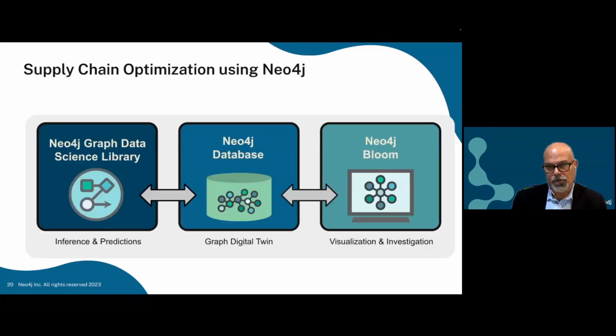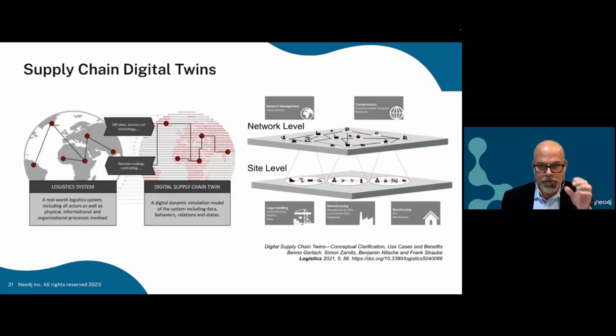So what are some of the tools that you use when you go down an optimization path with Neo4j? There's obviously the Neo4j graph database, where you would house the digital twin of your supply chain. You would also be using Neo4j's graph data science library for inference and predictions. And then you can use tools like Neo4j Bloom to do visualization and investigation of aspects of your graph. The starting point for all of this is recognizing that you can use the graph to make a digital twin of your supply chain.